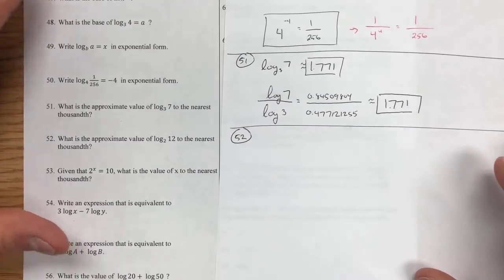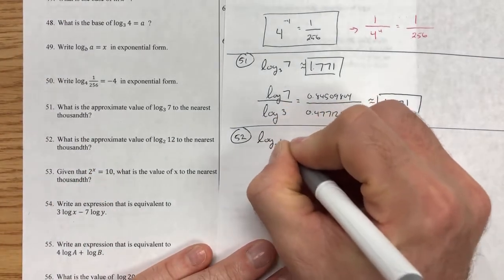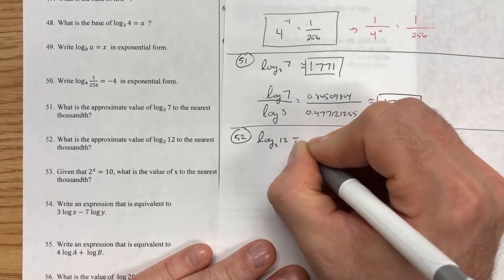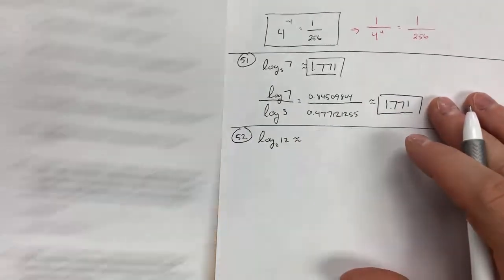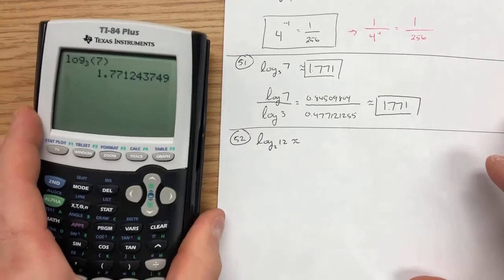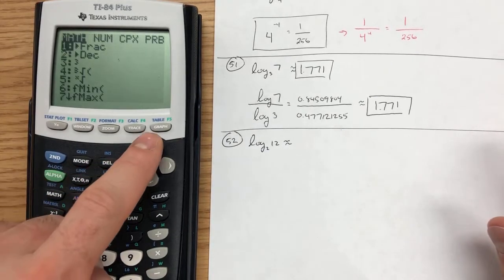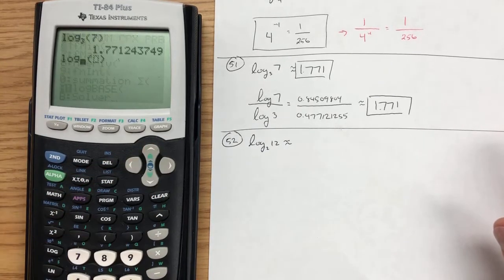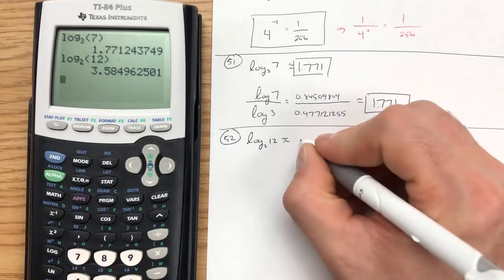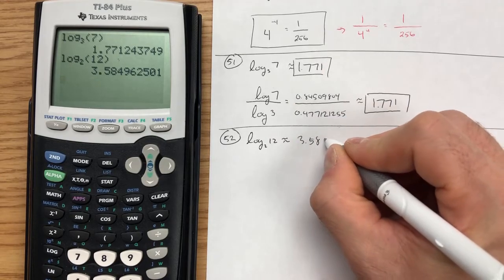Okay, so 52 is another one where we're approximating log. I'm looking at what is the log base 2 of 12 to the nearest thousandth. If I have a calculator like the TI-84 or the TI-36X Pro, all I do is go to the math function, go up to the bottom, base, and it sets up the equation for me. Log base 2 of 12, I don't need to do anything further. I get 3.58. Now that 4 is going to round up to a 5.